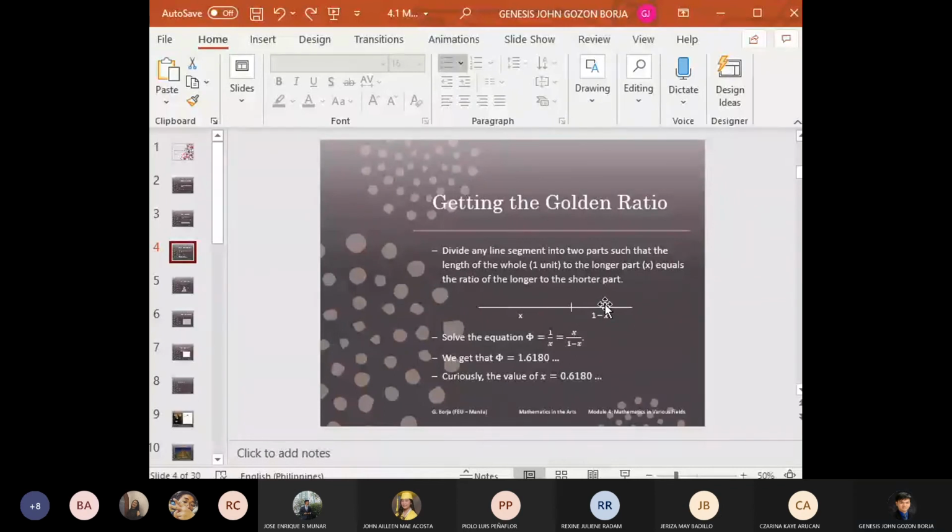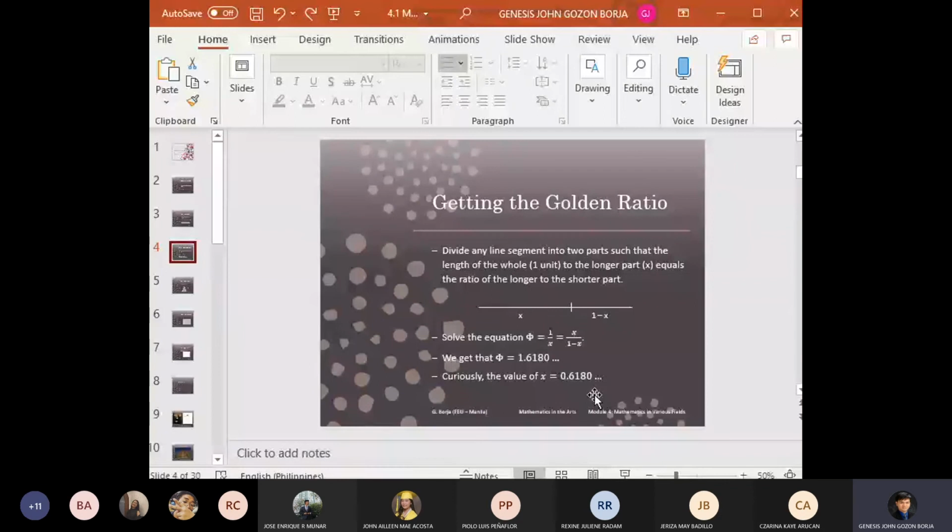And now, to find the value of phi, we find the ratio of the entire segment with the longer leg, which is x. That will give us the value of phi, and we want to proportion it with the value of the longer part, x, over the value of the shorter leg, which is 1 minus x. So it's always the longer part over the shorter part. Okay? So ganun siya. And then to solve for phi, we just find the value. And curiously, the value of the x, the longer part, which we can find, is 0.6180.